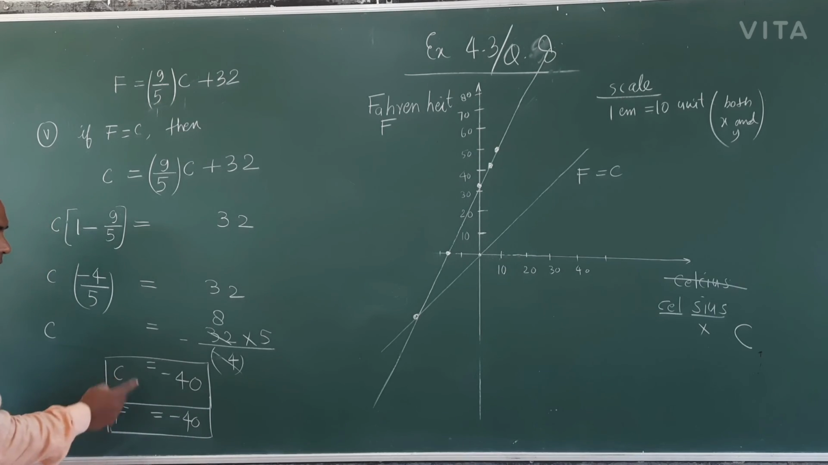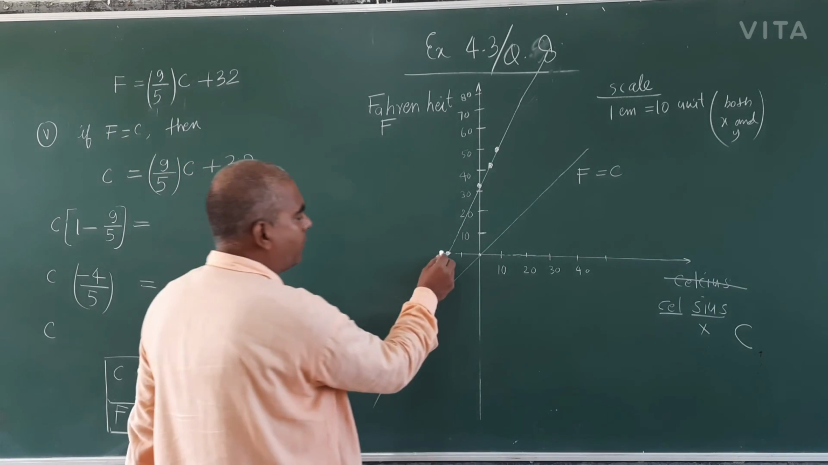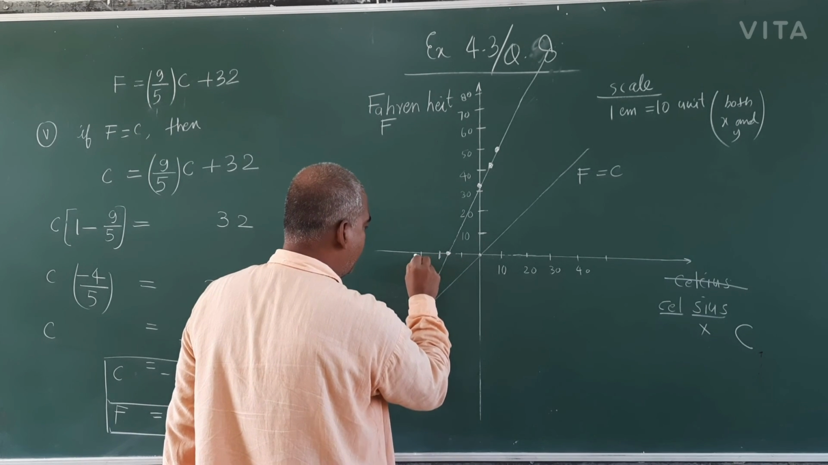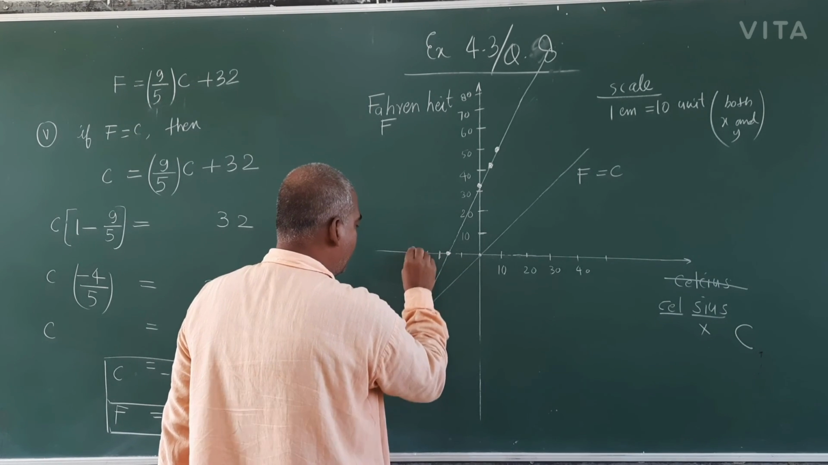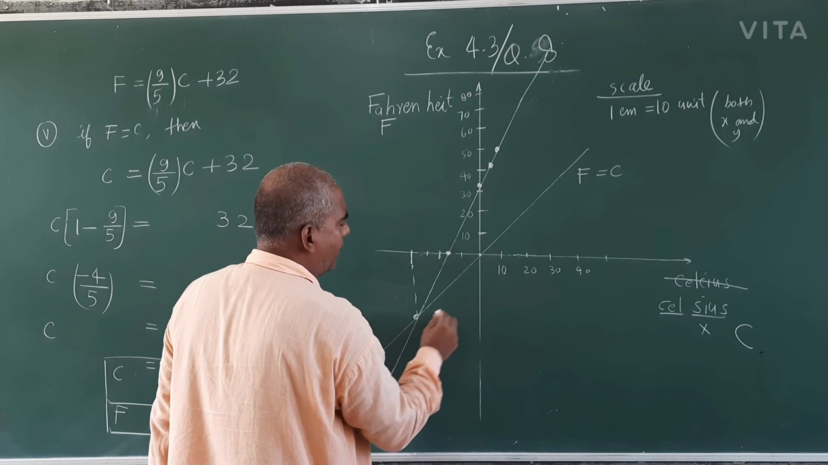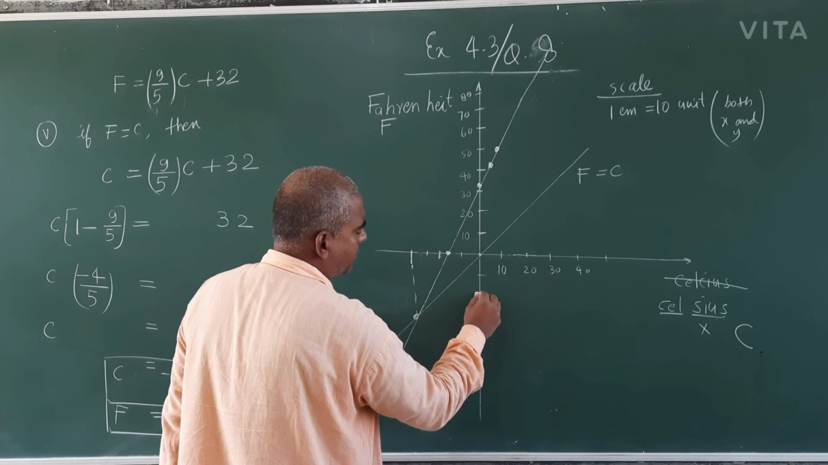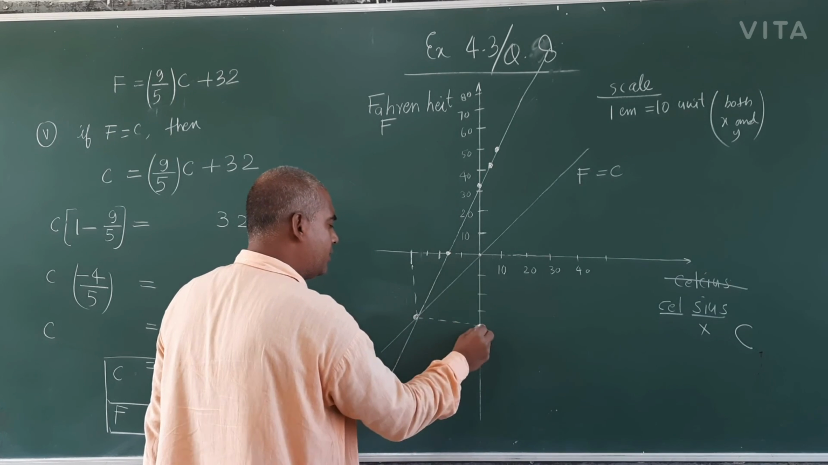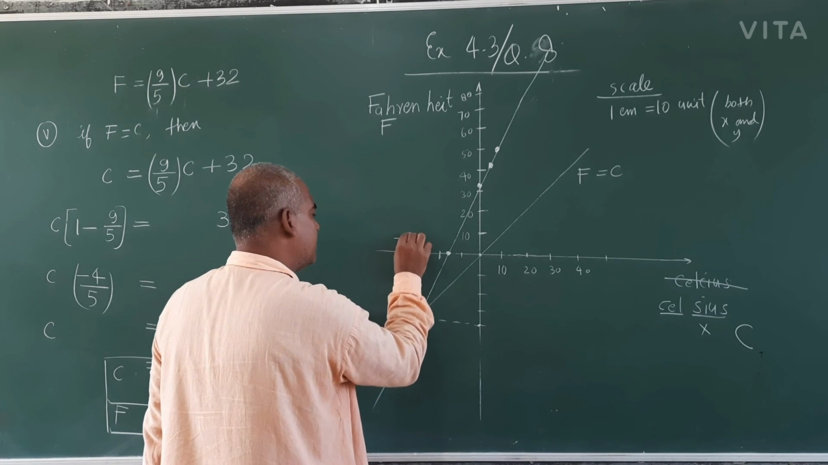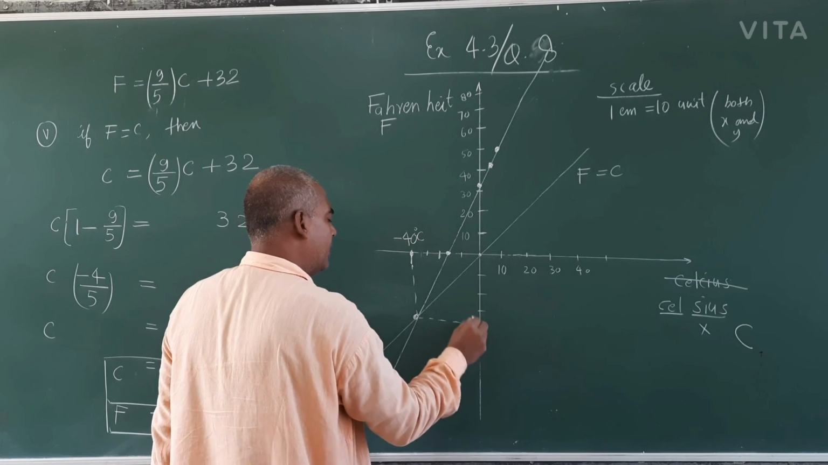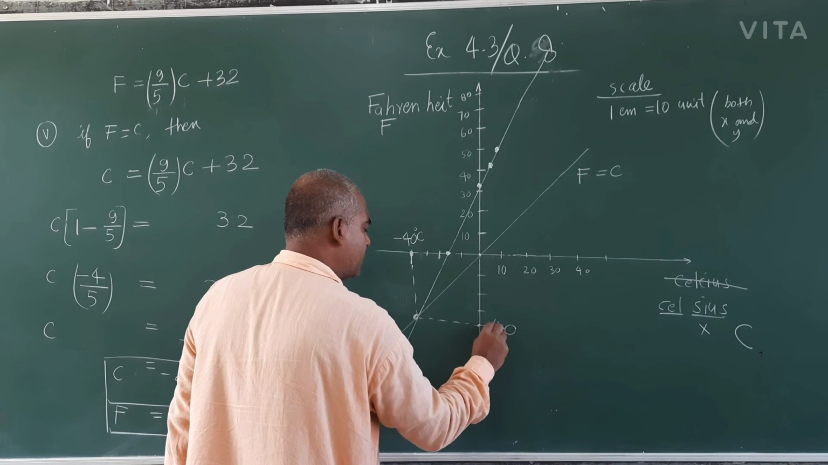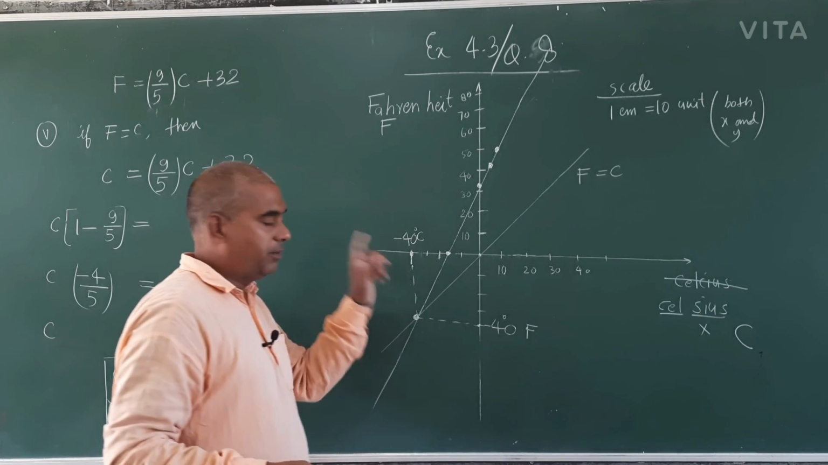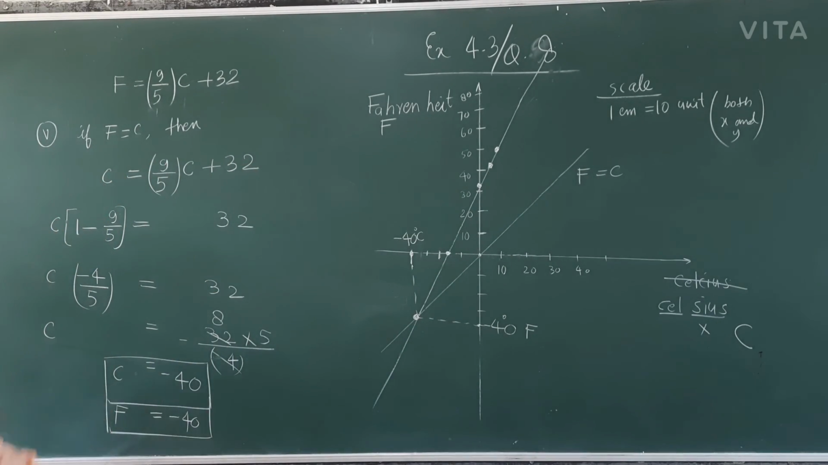I have told you this already here. It will be minus 40 when you draw the actual graph. This is 10, 20, 30 and 40. You will see here this is minus 40 degrees centigrade and this is minus 40 degrees Fahrenheit. Both are equal because the lines cross at one point. So this was the question.